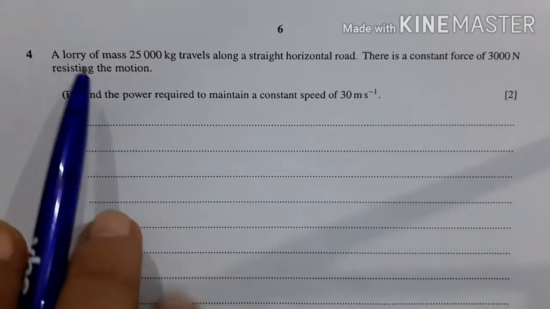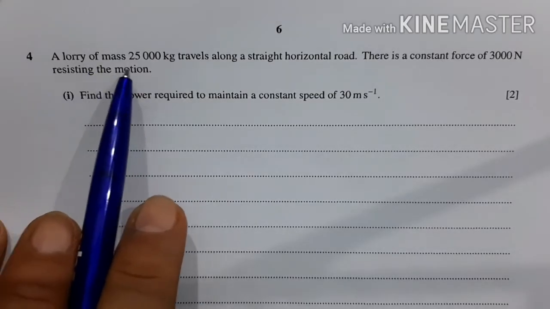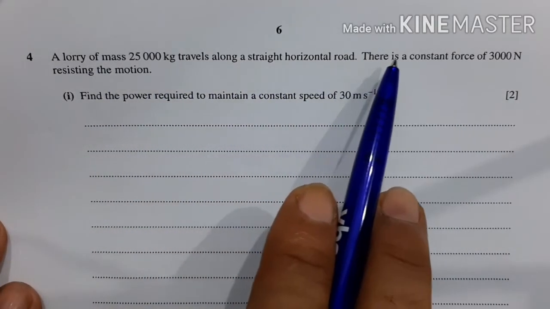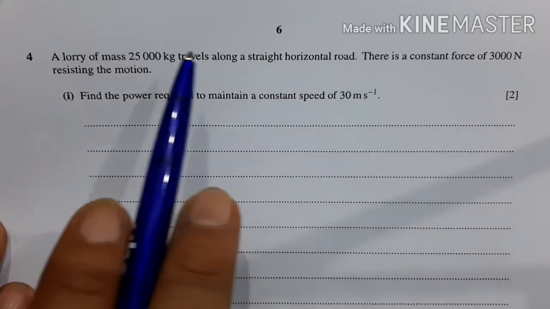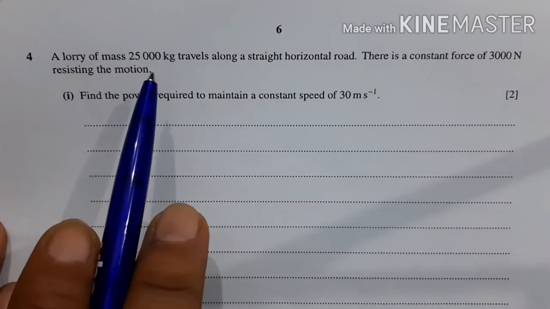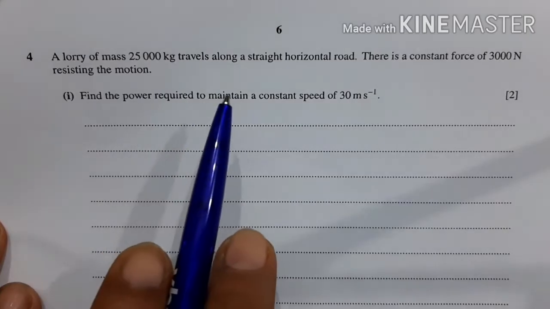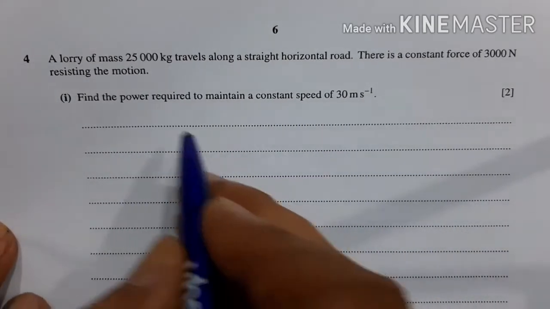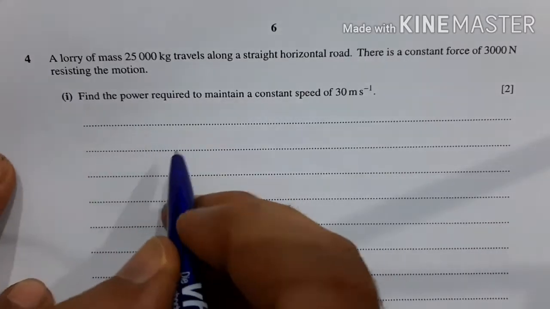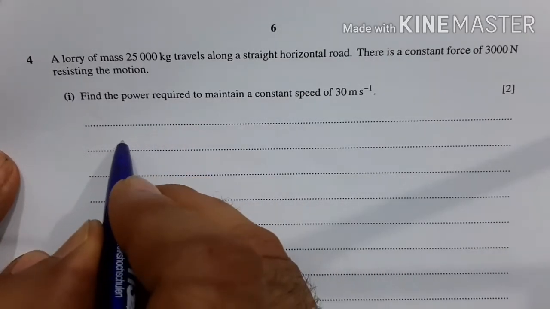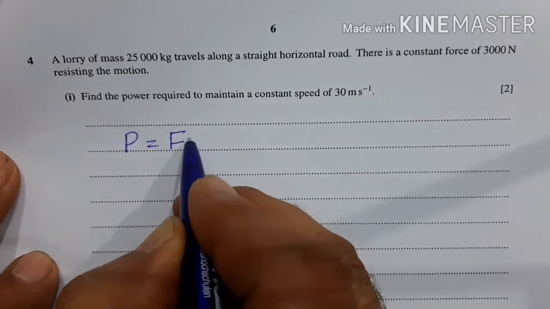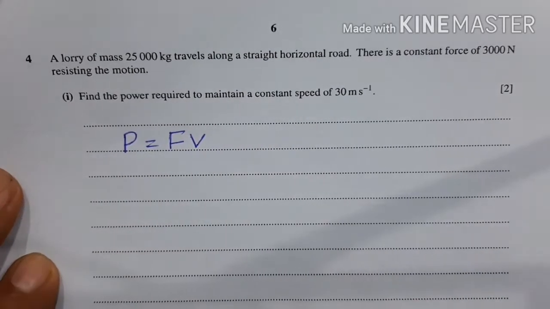Now, question number 4. A lorry of mass 25,000 kg travels along a straight horizontal road. There is a constant force of 3,000 newtons resisting the motion. Find the power required to maintain the constant speed of 30 meters per second. So, we know the formula: power is equal to force into velocity.